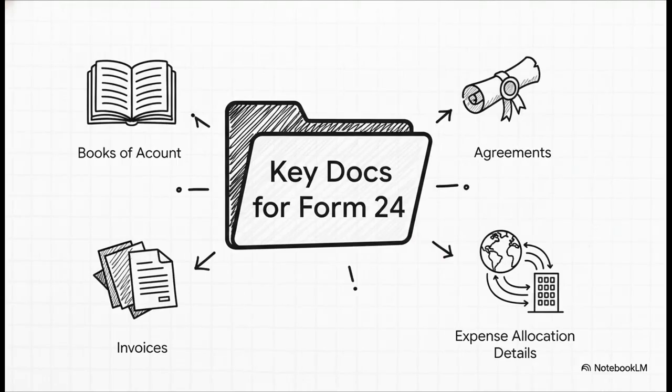To get ready for the audit and file Form 24 smoothly, your accountant is going to need a good amount of paperwork. We're talking complete books of account just for the PE, the legal agreements behind the royalty or FTS, all the supporting invoices, and most importantly, a detailed breakdown of how you allocated your global and local expenses. Believe me, solid documentation is your best friend here.